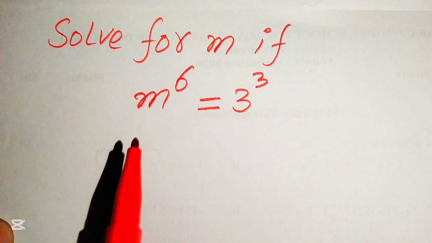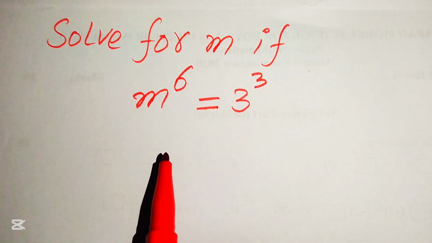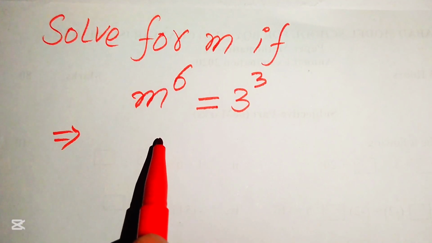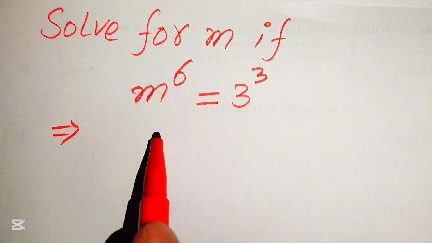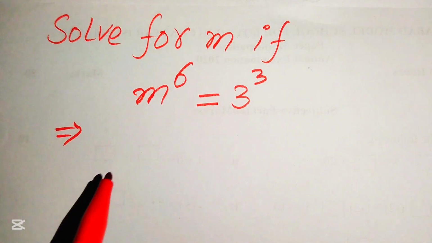So here we have m to the power of 6 equals 3 cubed, and we solve this problem for the values of m. So here the very first step we are going to do is, you see here this is a sixth order equation. It means that this equation has 6 roots. So in this question we will find all 6 roots of this equation.